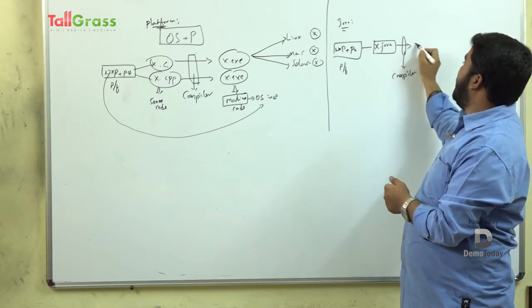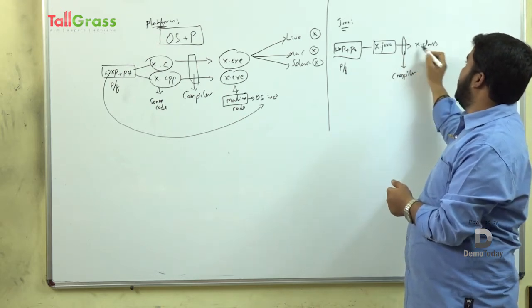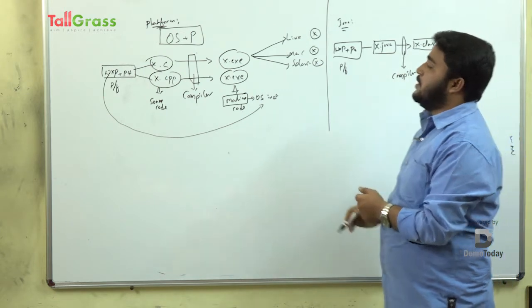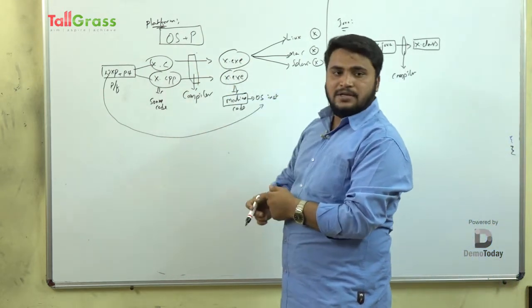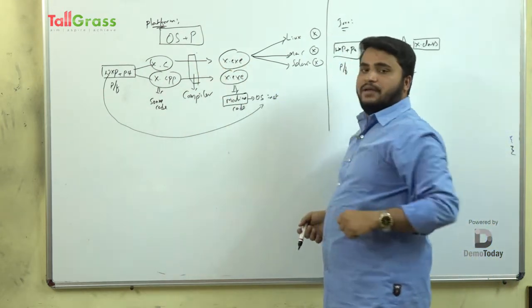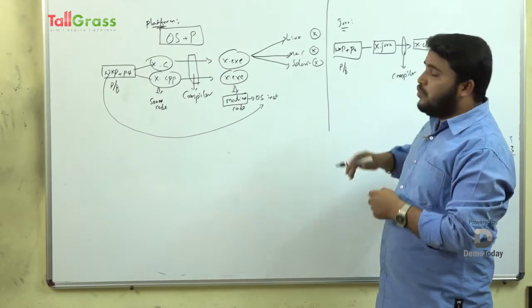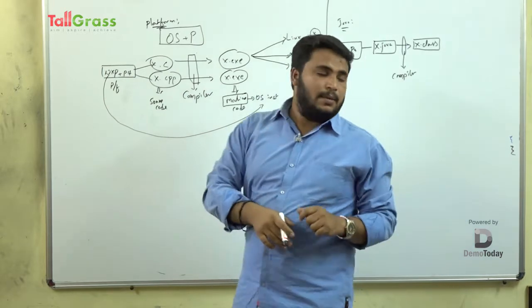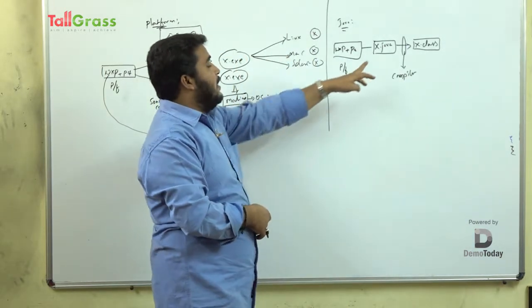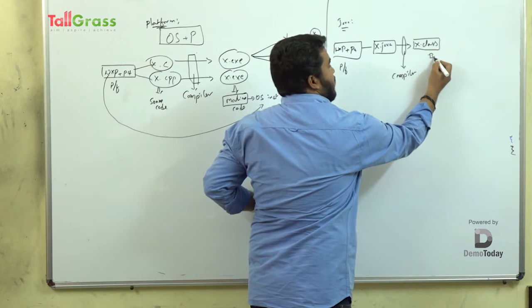Here we are using a compiler. After compilation, we are getting a .class file. After compilation of C and C++, we are getting a .exe, which has machine code directly. But after compilation of Java code, we are not getting machine code directly; we are getting bytecode. So this is called bytecode.